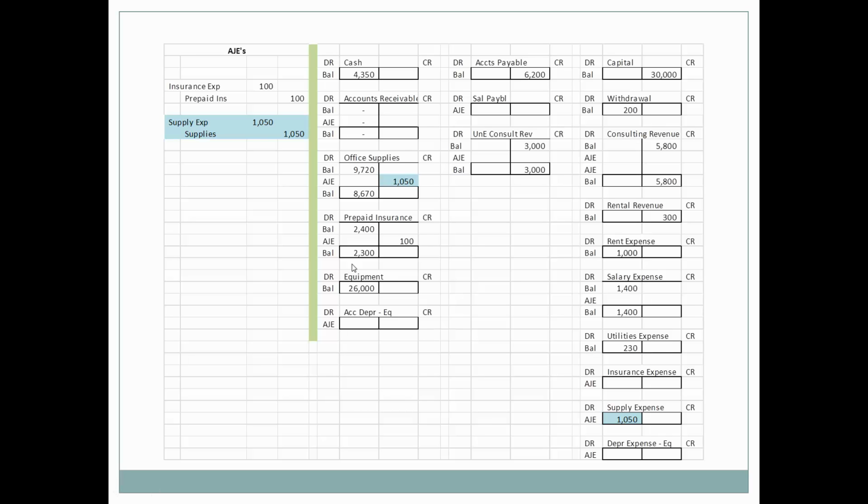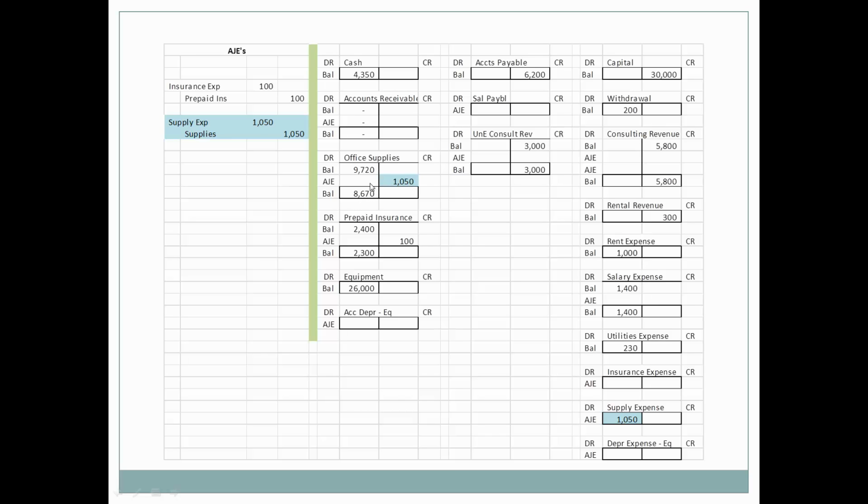Next, let's look at supplies expense. Our supplies expense is going up because we used $1,050 in supplies, so our adjusting journal entry increases supplies expense. And next, let's look at what it's doing to the asset office supplies. We originally had purchased throughout the month $9,720 of supplies, but we've used up $1,050.